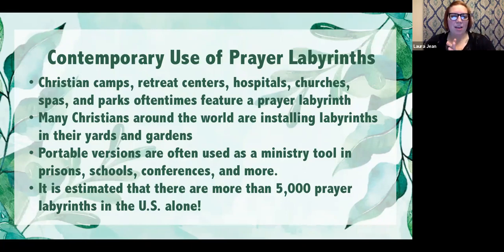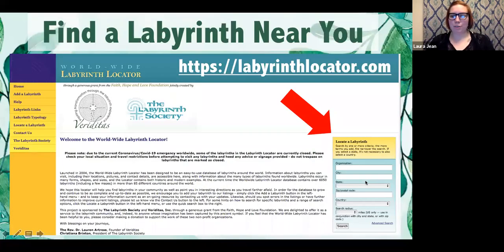So it is estimated that there are more than 5,000 prayer labyrinths in the US alone. So that's quite a lot. So that just shows that they are still very popular.